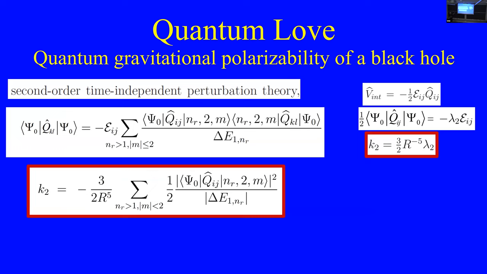Now what I do is I calculate the polarizability using second order time-independent perturbation theory, and I get a similar relation to the Love number, depending on the internal structure of the black hole. Except now I don't understand what the quantum numbers n, m are. They indicate some state of a black hole somehow. Yes. But what exactly do they mean? Let me go on, and then I will try to explain.